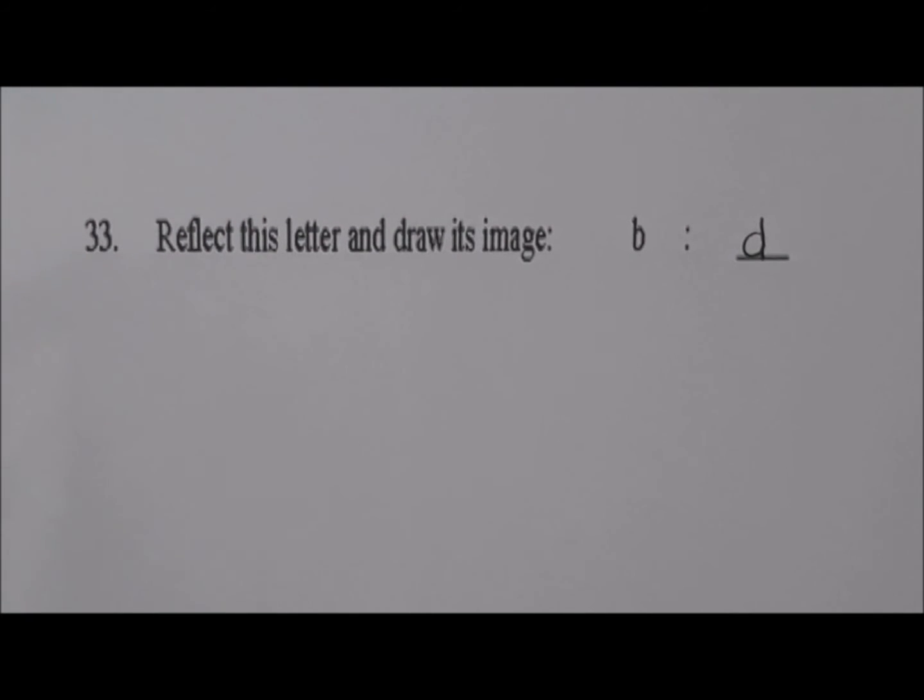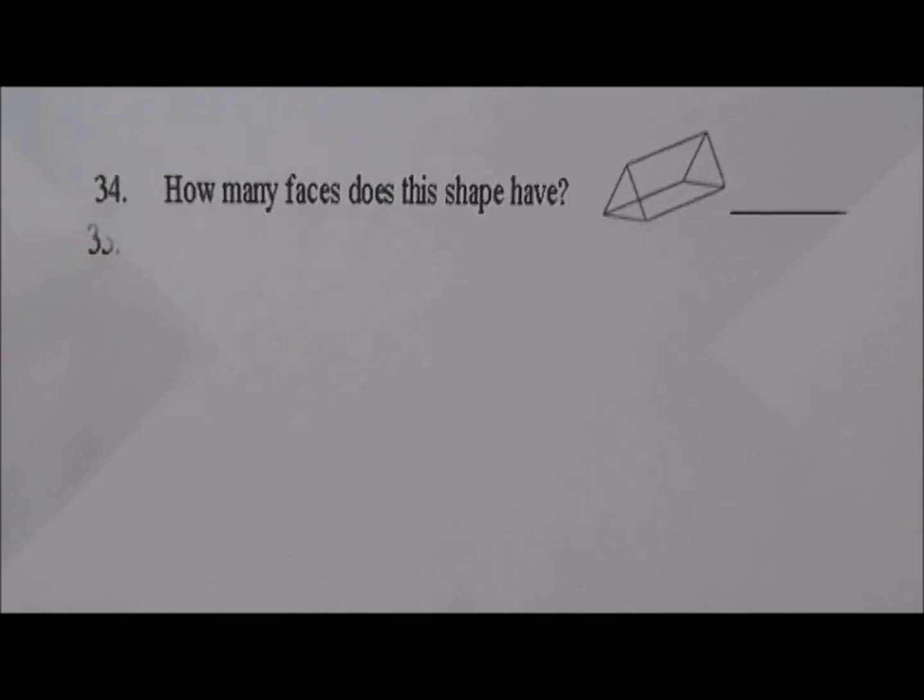Very good. So, reflect, what's another word for reflect? Flip. If you reflect it, you flip it. So if you flip B, it looks like a D. So if you put a mirror where you see those two dots in the middle, and this is the mirror image that we want, you would get a D in the mirror, and that's how you draw it on the other side. Very good. Let's move on to number 34.